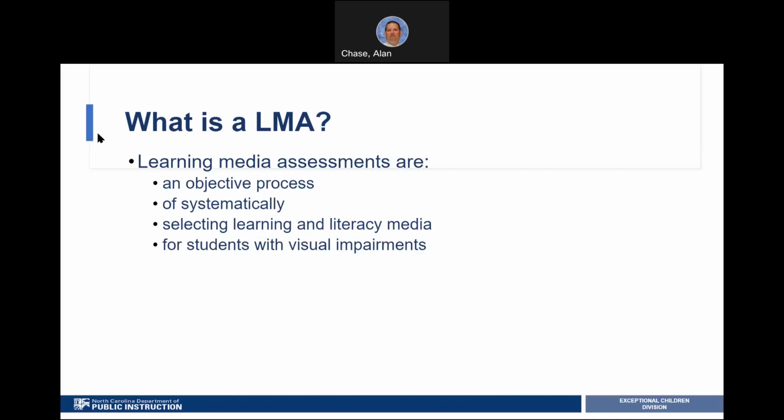A learning media assessment, or LMA, is conducted by a teacher of the visually impaired, or TVI. It determines visual, tactile, and/or auditory learning media that is appropriate for a student with a visual impairment to access both their physical and learning environments. Some students may be dual media users, meaning they access materials using two or more sensory channels.